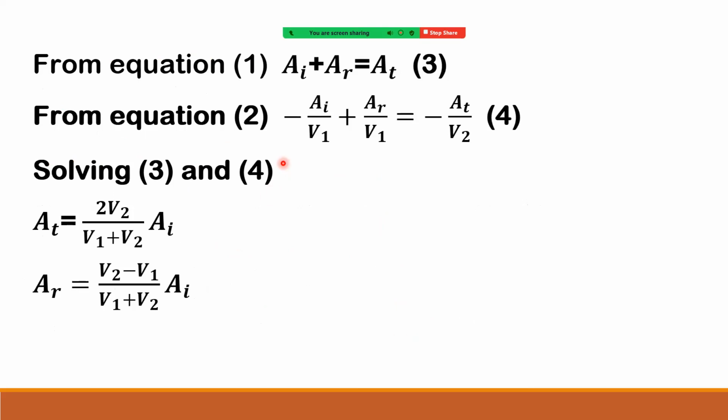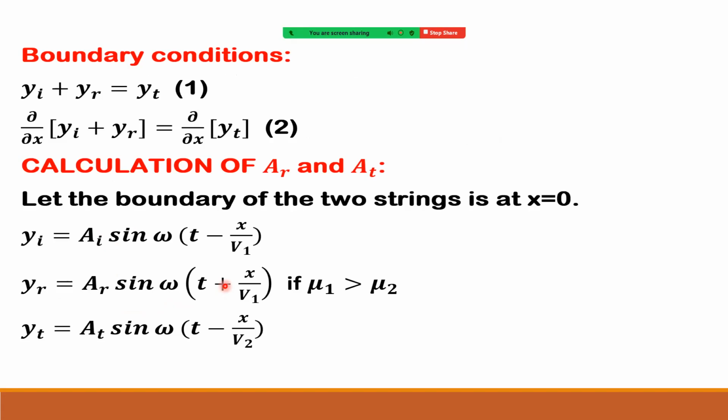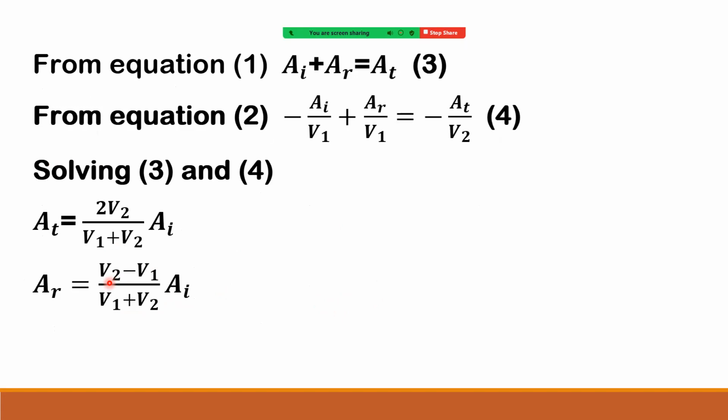See next one. From the first boundary condition we got A incident plus A reflecting equal to A transmitting. From the second boundary condition we got this condition. After solving these two, 3 and 4, we get A transmitting equal to 2v2 by v1 plus v2 into A incident, and A reflecting equal to v2 minus v1 by v1 plus v2 into A incident. See what we have taken here: mu1 greater than mu2, traveling from denser to rarer medium, which means v1 is less than v2. So here we have v2 minus v1.